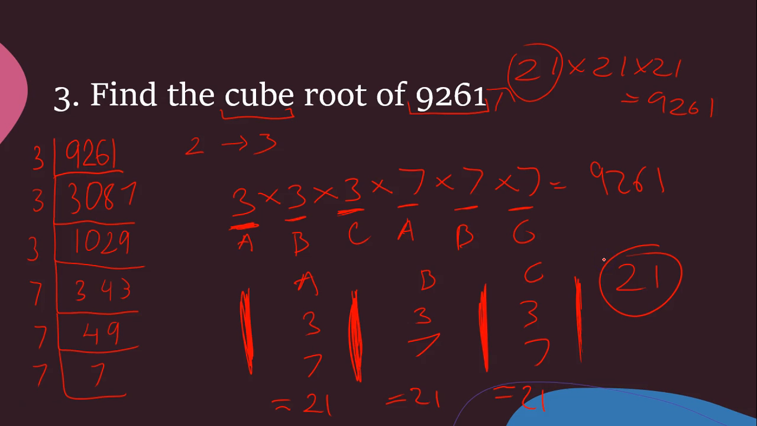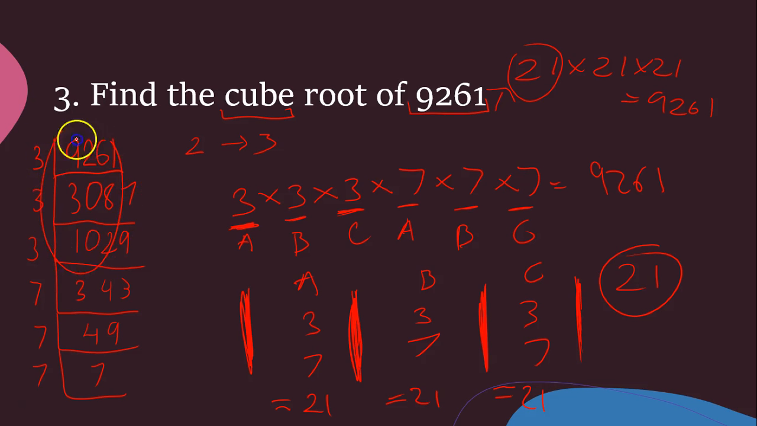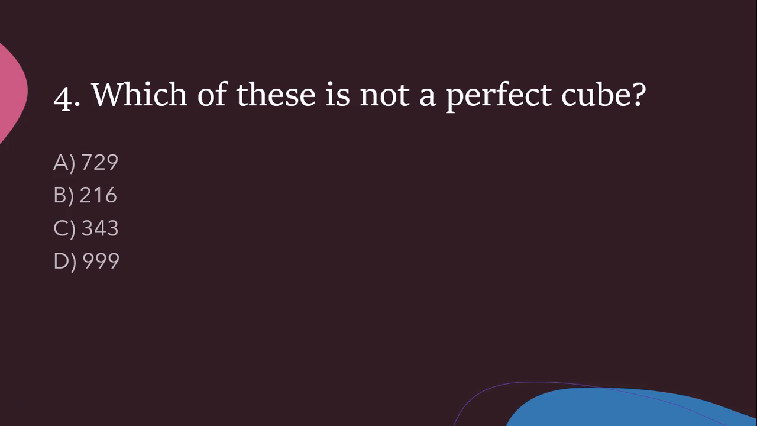That's the final answer. I got a bit of a mix-up on this part, but it's fine. We still got it correct at the end. This part now. Which of these is not a perfect cube? 729. Let's have a look here. 729. So 3, definitely.